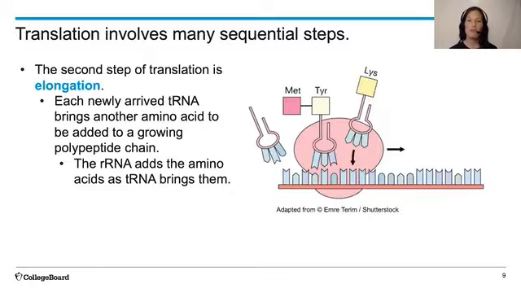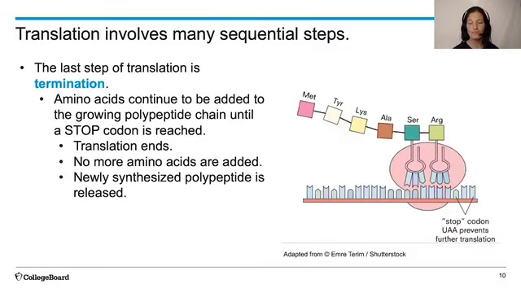So remember, we saw that Met, or methionine, started the process. From there, the polypeptide is going to get longer, and that's the step process called elongation. So each tRNA, as it brings another amino acid, that amino acid is going to be added to the growing polypeptide chain. The rRNA is going to add the amino acid as the tRNA brings it to the show. This keeps going until we get to the final step, which is termination.